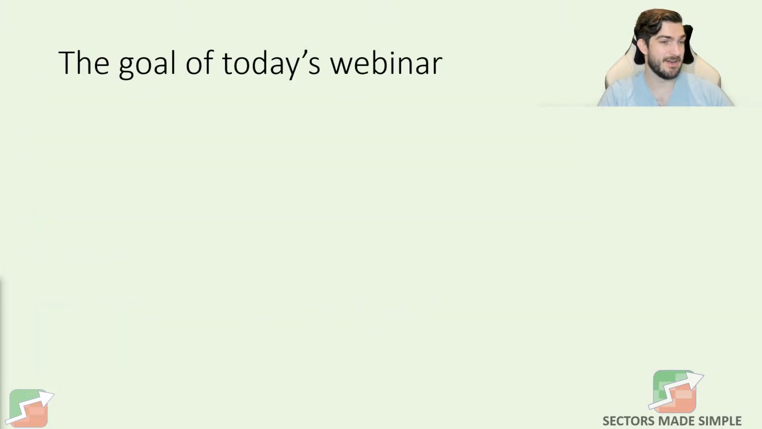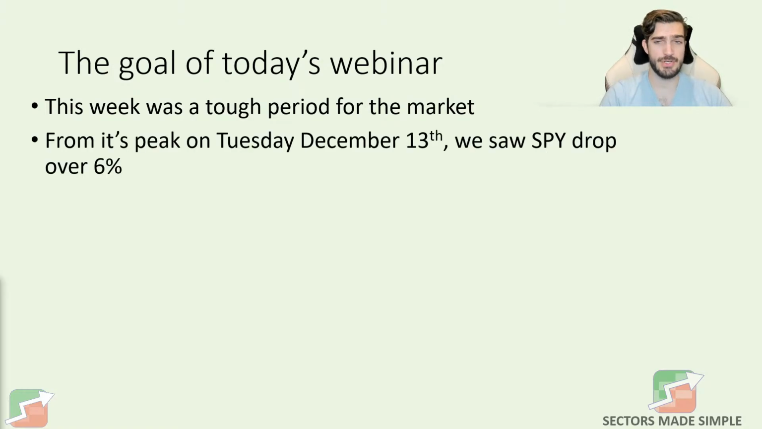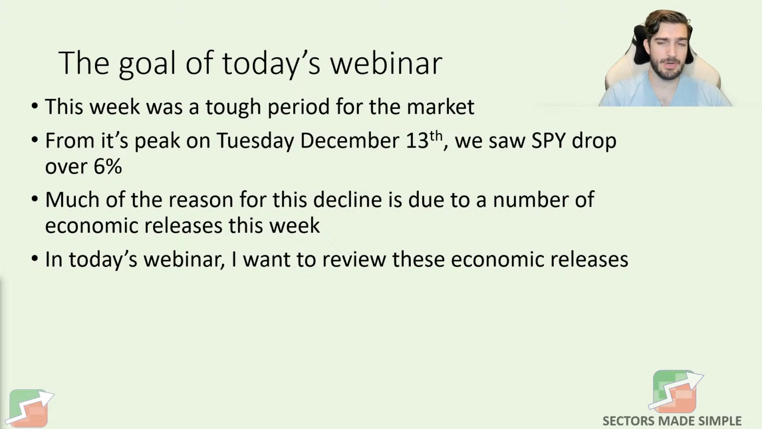Thank you. All right, the goals for today's webinar. This week was tough for the market. From its peak on Tuesday morning, we saw SPY drop over 6% on the week, and much of the reason for this decline was a number of economic data releases that we got throughout the week. In today's webinar, I want to review not only these economic releases, but also how all of that has affected the market. After all, we are a stock market company. We talk here about stocks. But yes, the economy also relates to stocks.